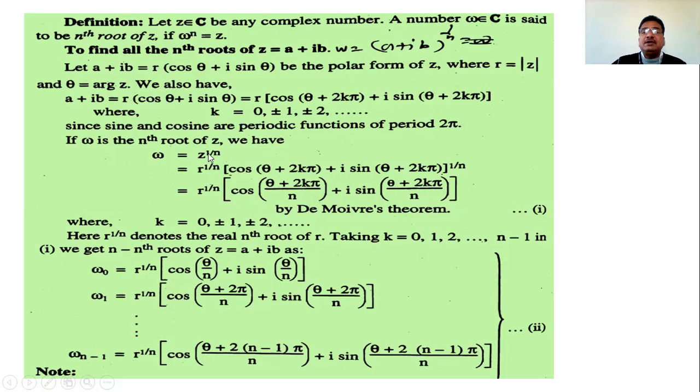And then W is what? W is Z raised to 1 by N. Suppose this is Z, Z is A plus IB. Z raised to 1 by N, that is, Z means what? A plus IB. And its value is what? So its 1 by N power is R raised to 1 by N power. Substitute the value of Z as A plus IB, R raised to 1 by N.